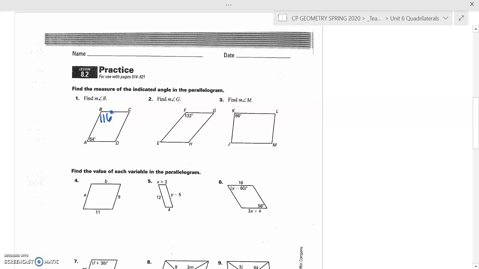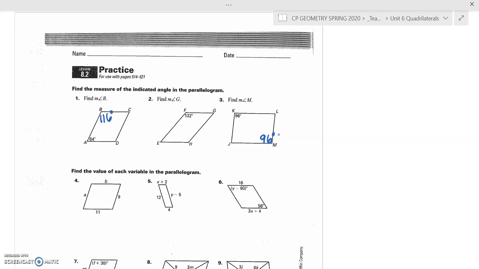Okay, so now let's look at number 3. Again, we're finding the measure of the indicated angle. So in number 3, they want us to find the measure of angle M. Well, we know that opposite angles are congruent. So if angle K is 96 degrees, then we know by default that angle M must also be 96 degrees because, again, opposite angles are congruent.